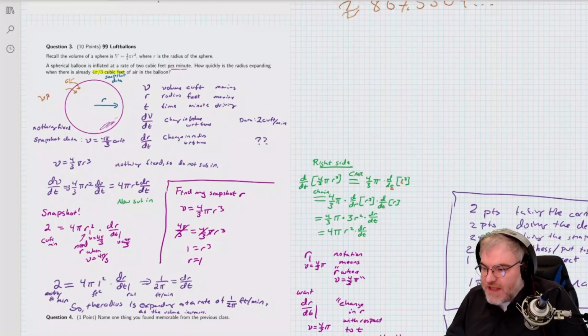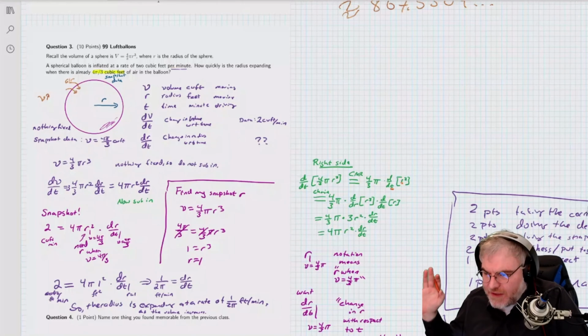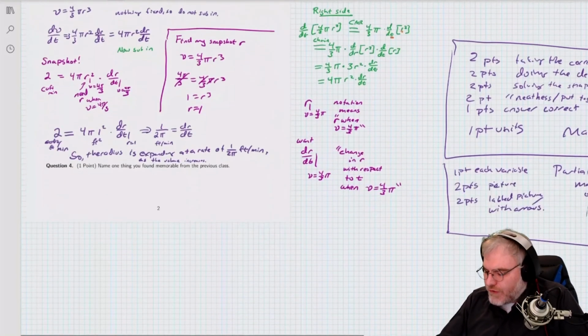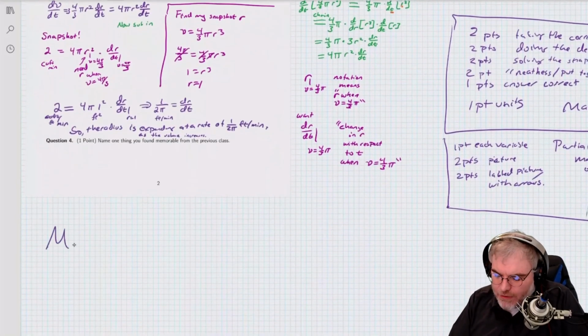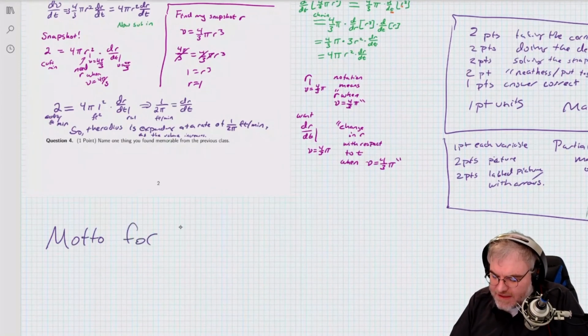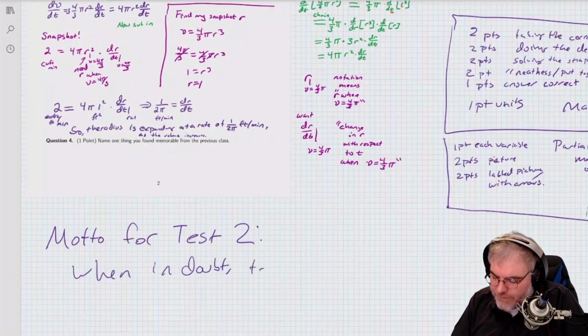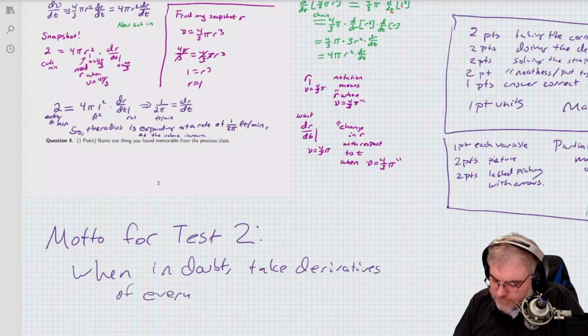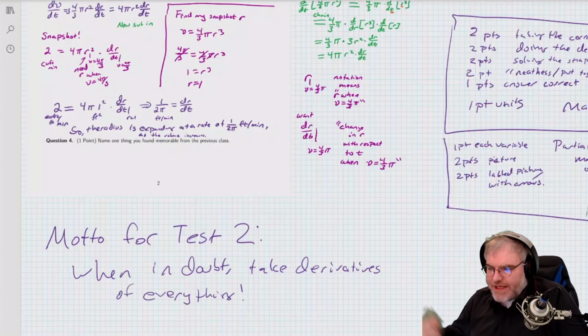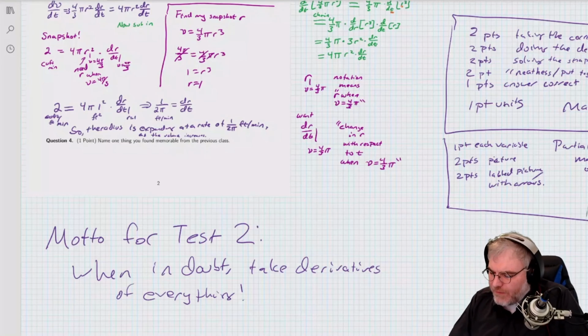Right? The motto for this test, when in doubt, take derivatives of everything. All right? That should be the motto for test 2. We'll write that right here. Motto for test 2. When in doubt, take derivatives of everything. Right, just take derivatives. So even if you had totally messed up the pooch, you got a lot of points for taking the derivative.